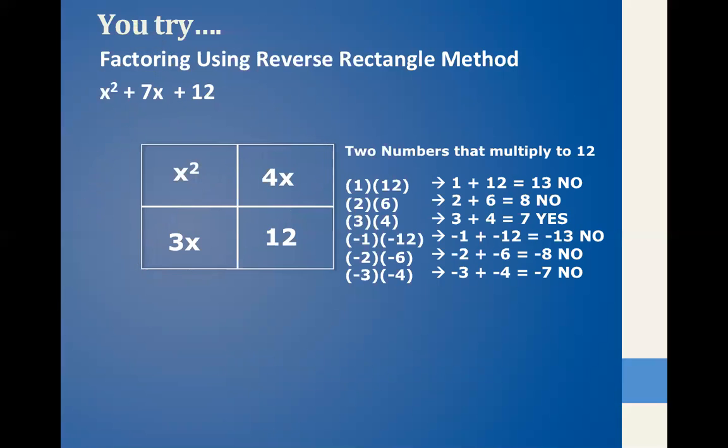Now I can fill my sides. 4 is the biggest number I can divide from both of those terms. 3 is the biggest factor out of both of those terms. And now I fill in my sides, and now I have my factored form: x plus 3 times x plus 4.